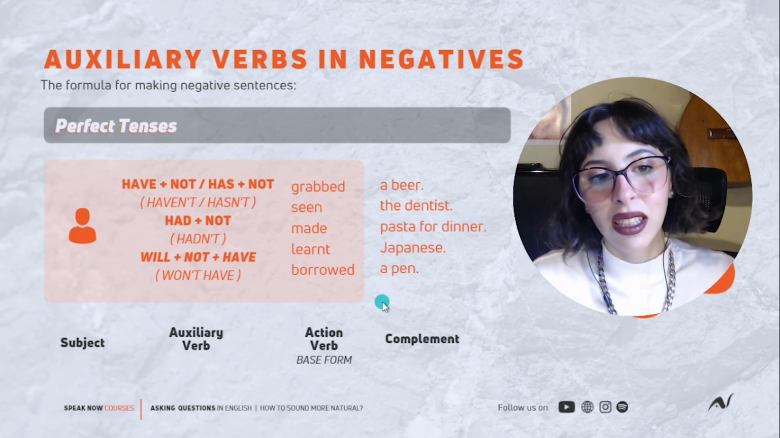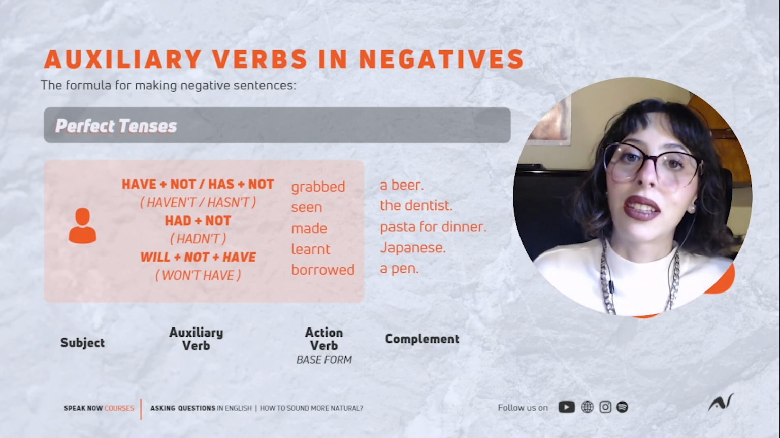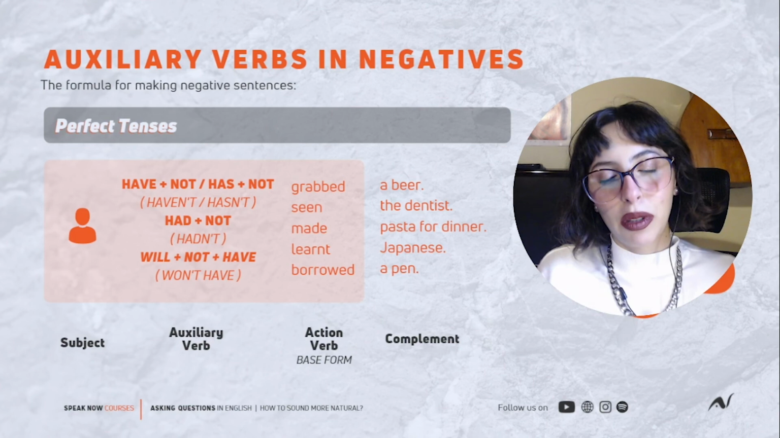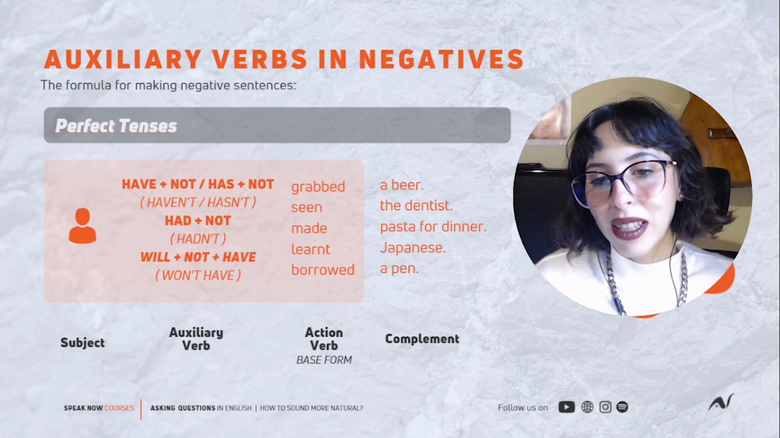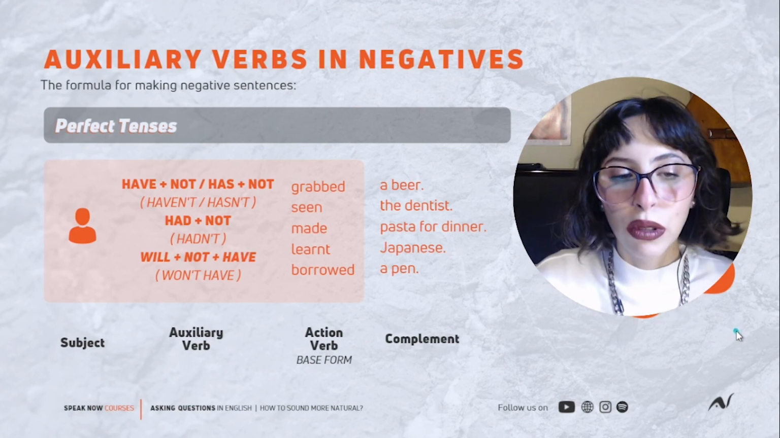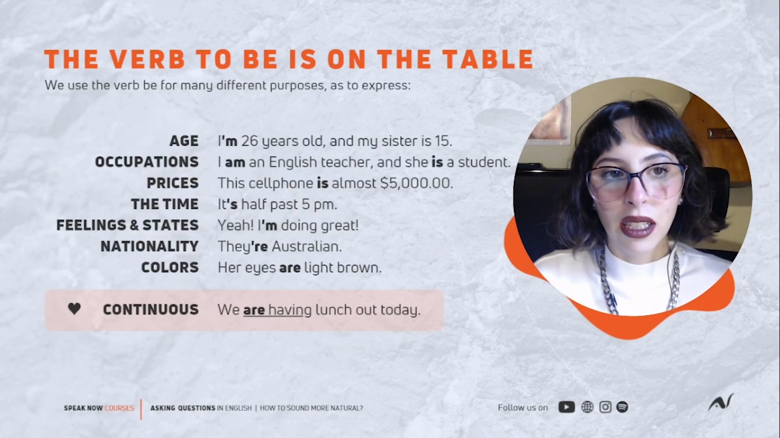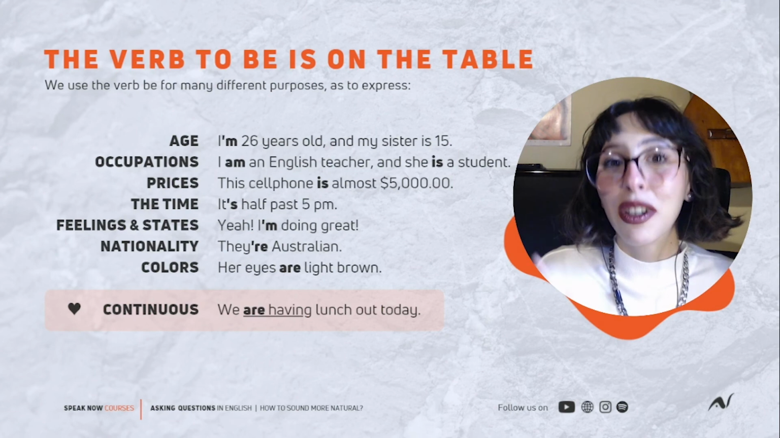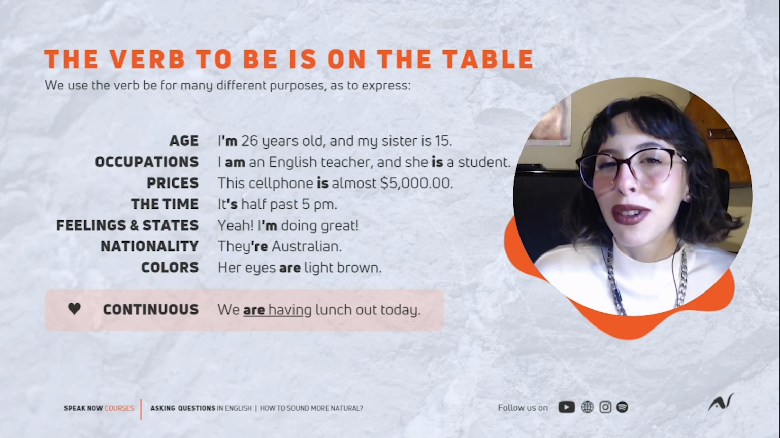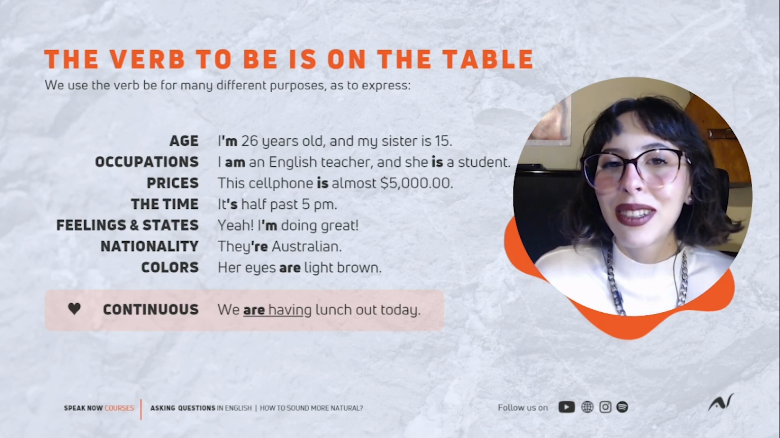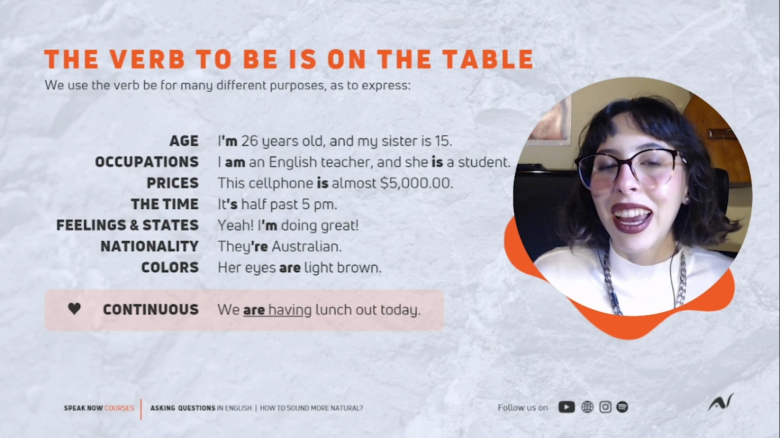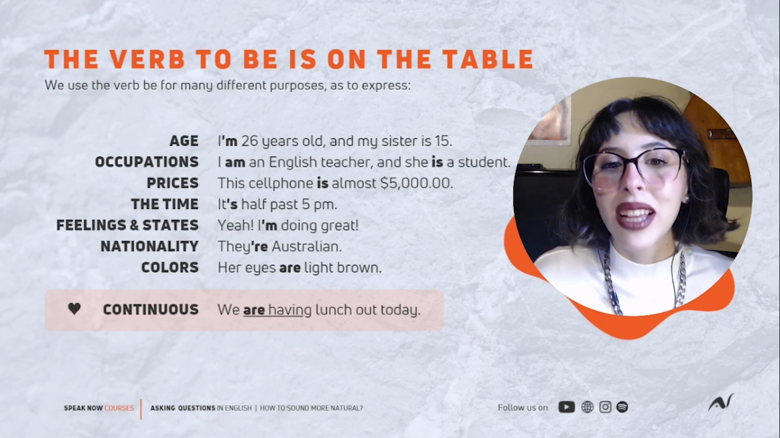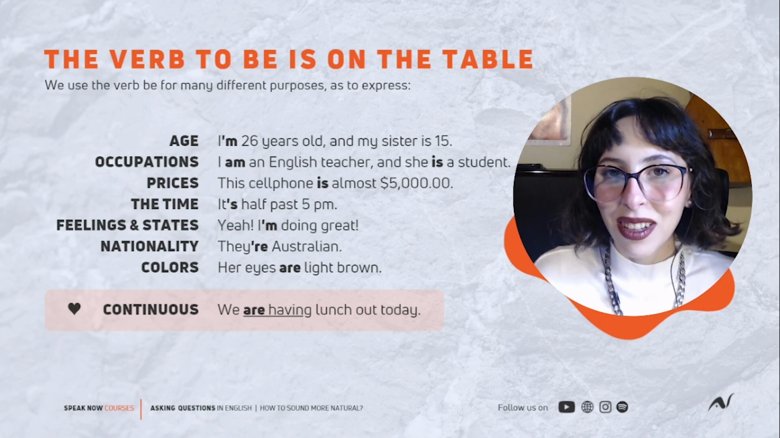Okay, excellent. You will download the exercises. The link is in the description, and you will have the possibility to create some more examples by yourself and practice the use of auxiliary verbs in negatives. Next lesson will be about the verb to be, which is an auxiliary verb too. It's a special verb. So let's understand what it is used for, what are the ways that we use it, and why it is considered a special verb.